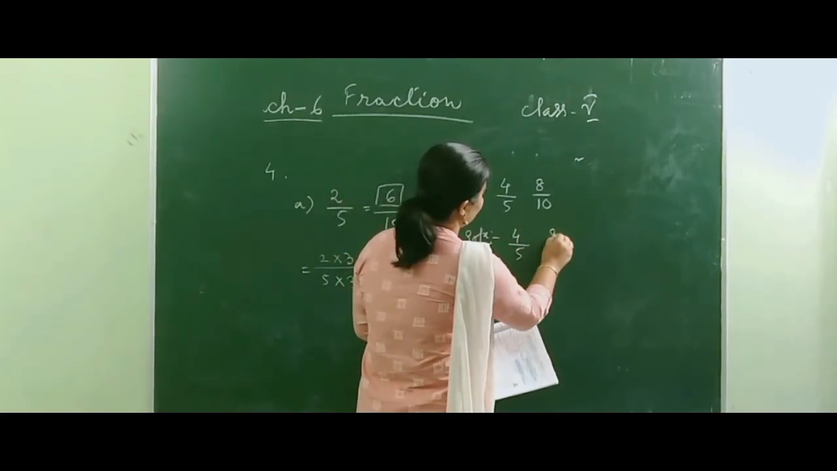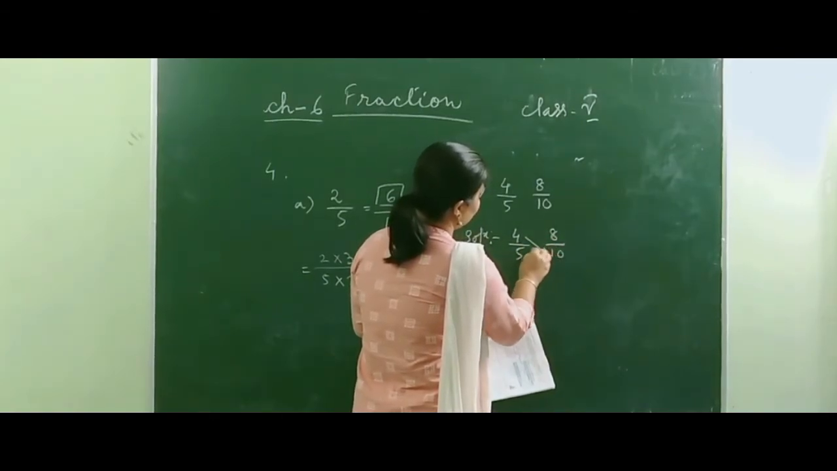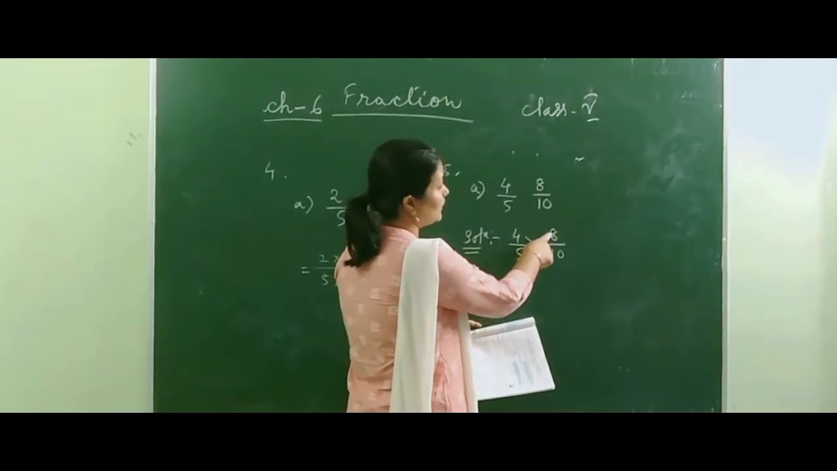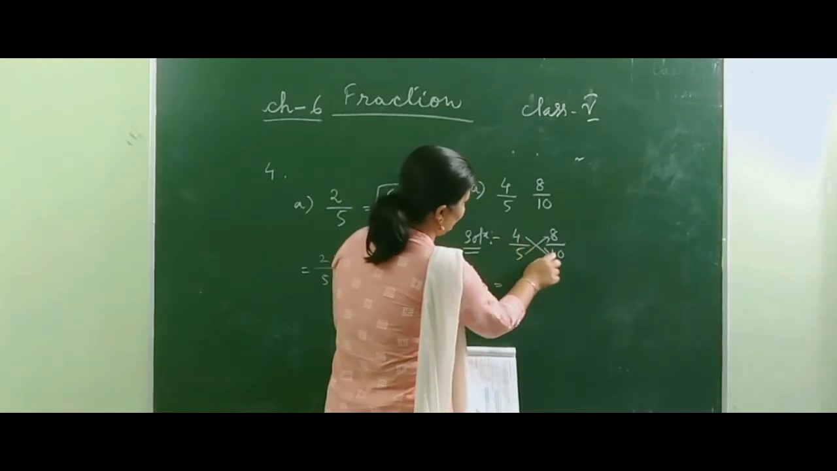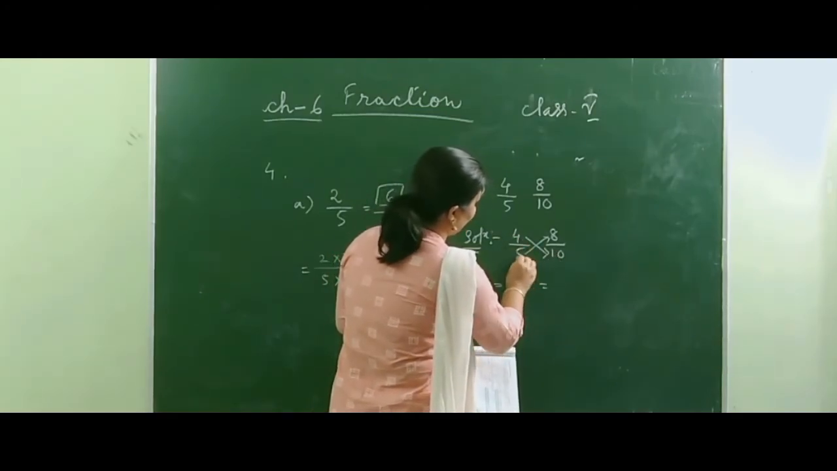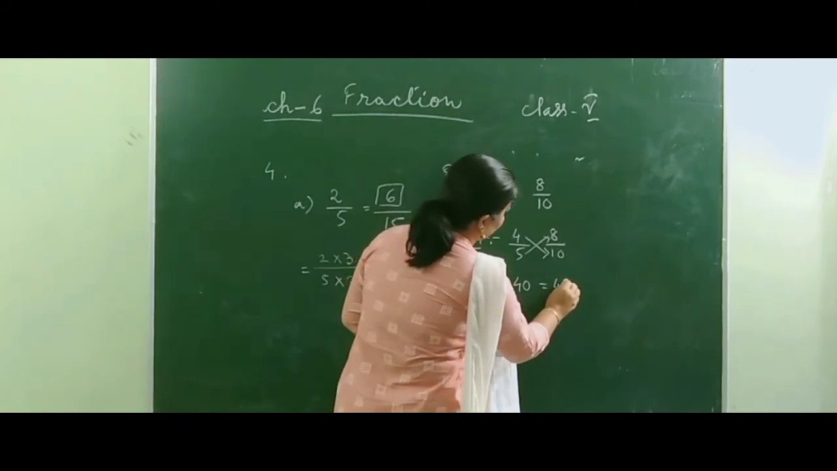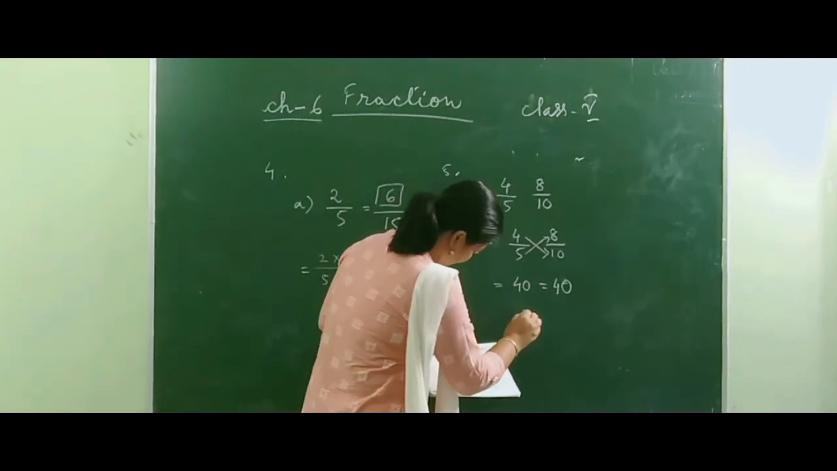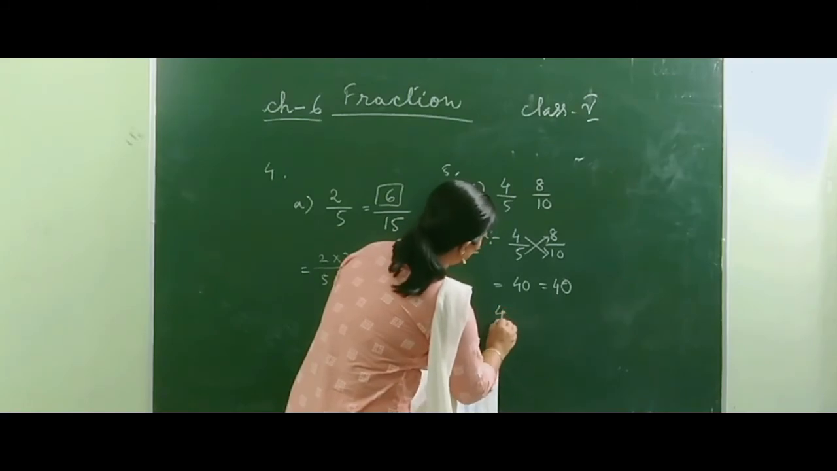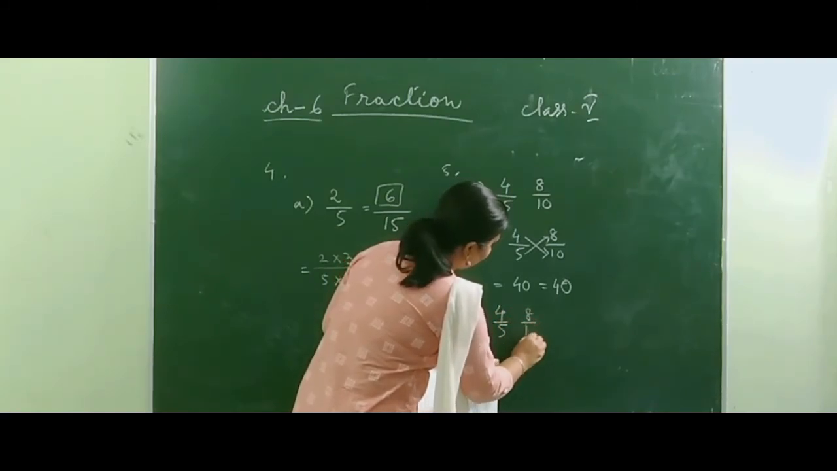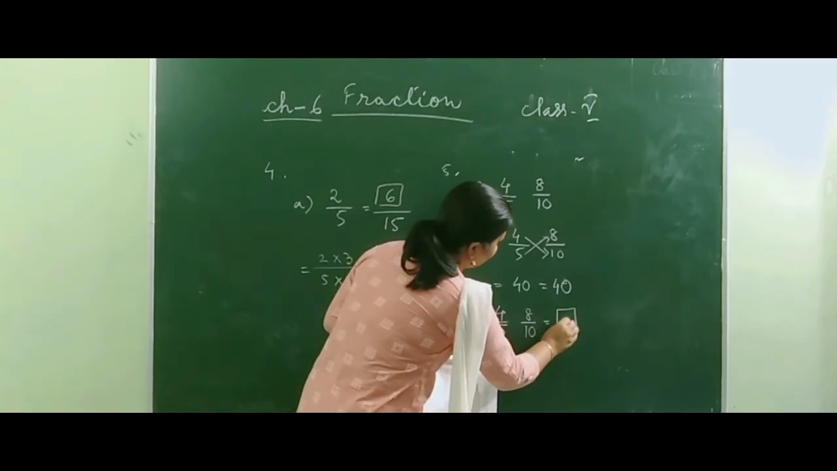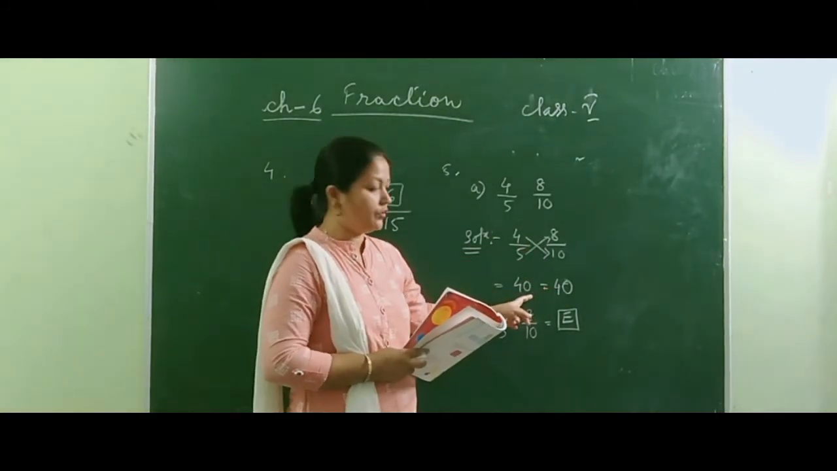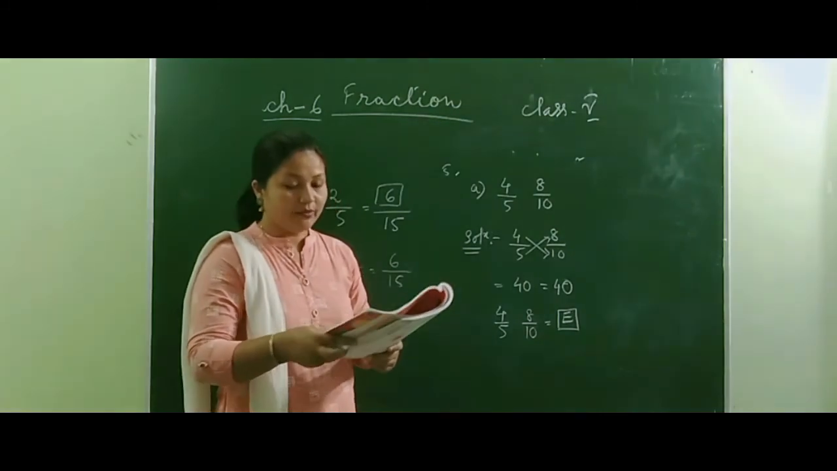4 by 5, 8 by 10. Cross multiplication is like this. With the numerator you have to multiply the denominator. With the denominator we have to multiply the numerator. So 4 10 times 40 we got, and 5 8 times 40. Then 4 by 5, then 8 by 10. We have to fill this box. Means we have to write E, because after cross multiplication we got 40 on both sides. So this is equivalent. So like this way you can do the remaining one.